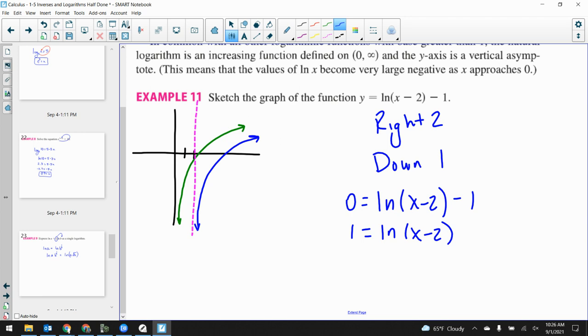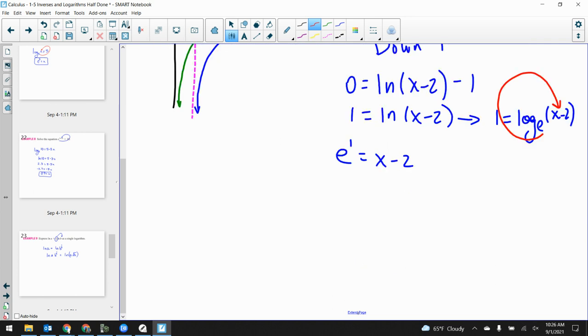So what I have to do is take it from logarithmic form into exponential form. This is log base e, so it's going to be e to the first power is equal to x minus 2. I could have rewritten this to look like 1 is equal to log base e of x minus 2. Those two mean the same thing. Then I do my spiral. I say, okay, e to the first is that, and now I solve that equation just by adding 2 over to the other side. So the actual intercept is e plus 2. That's the exact version of it.